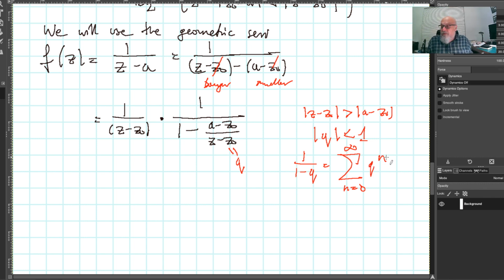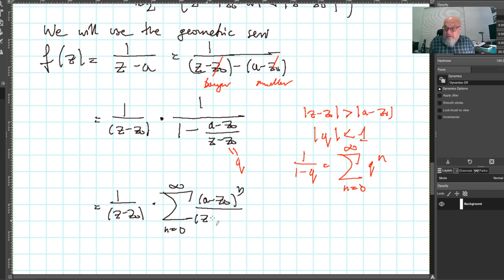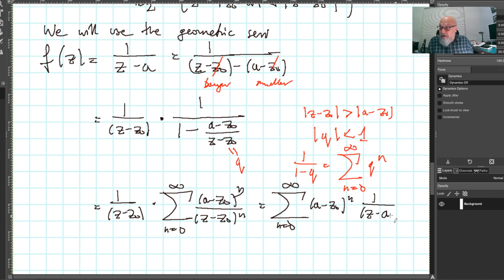So the same trick as before, and we obtain that this is equal to 1 over (z minus z0), and then here the geometric series, sum from n equals 0 to infinity of (a minus z0) to the power n divided by (z minus z0) to the power n, which gives me the answer. This is equal to the sum from n equals 0 to infinity of (a minus z0) to the power n over (z minus z0) to the power n plus 1. So since this is n plus 1, clearly that number here is the coefficient a minus (n plus 1), because that power is negative.